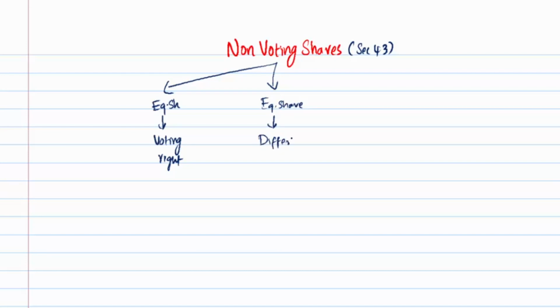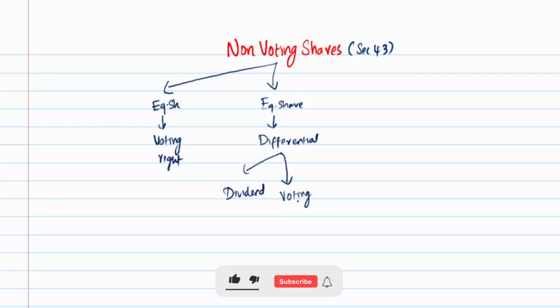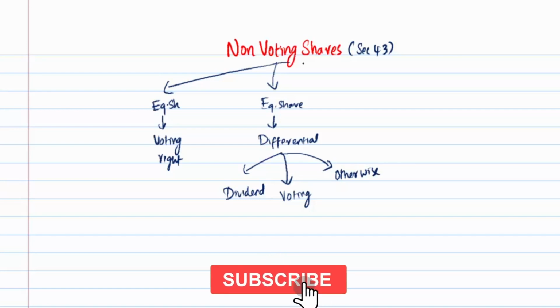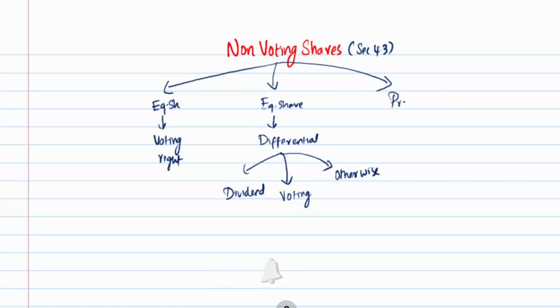So when I say differential, it is with respect to the dividends. This particular group of shareholders may be entitled to higher dividends, or they may be coming under a category where they cannot vote, that is, they have differential rights with reference to voting or something otherwise, as prescribed in the rules. So this is the second category, and the third category is preferentials, of course, that we have discussed.